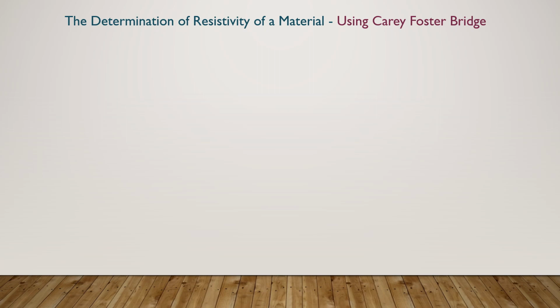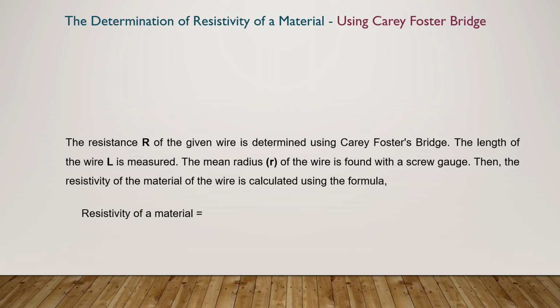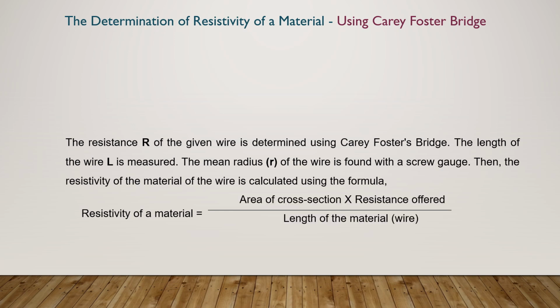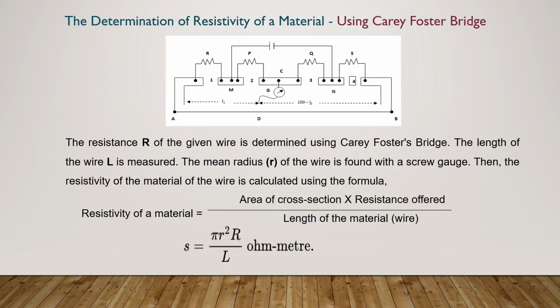To determine the resistivity of the material using this Carey Foster Bridge, the resistance R of a given wire is determined using the Carey Foster Bridge. The length of the wire is measured. Similarly, the radius of the wire is found with the screw gauge. Then the resistivity of the material of the wire is calculated using the formula: area of cross section into resistance offered, divided by length of the material.